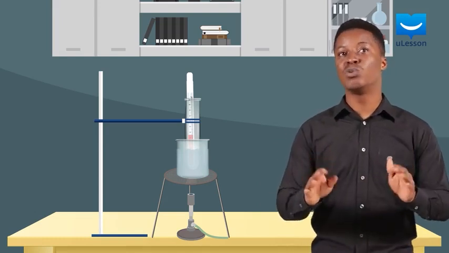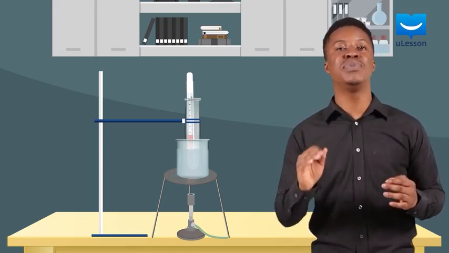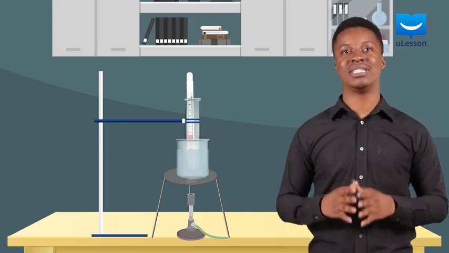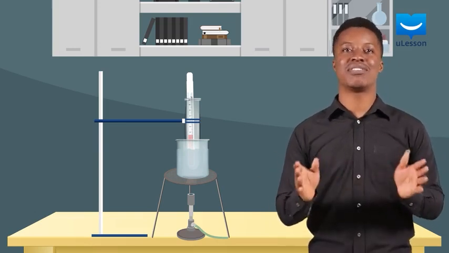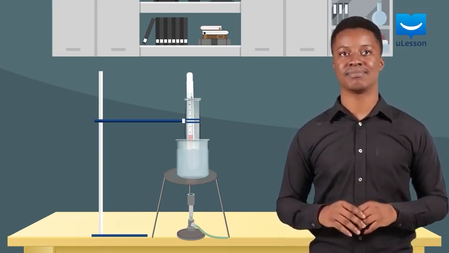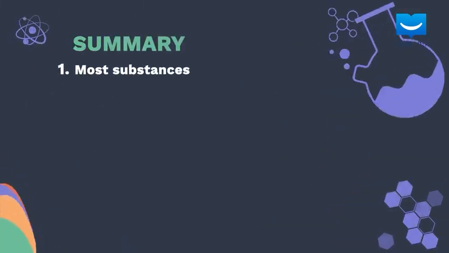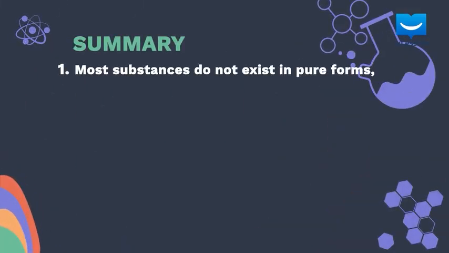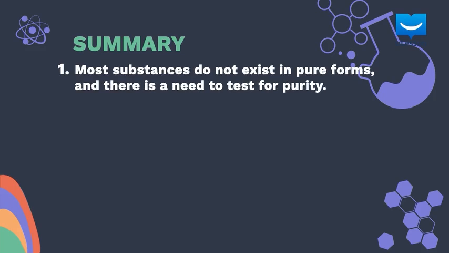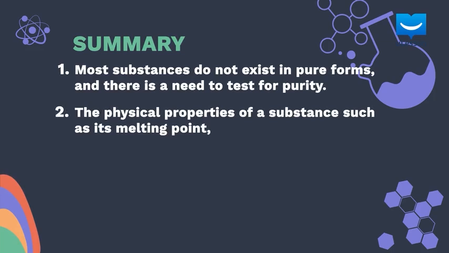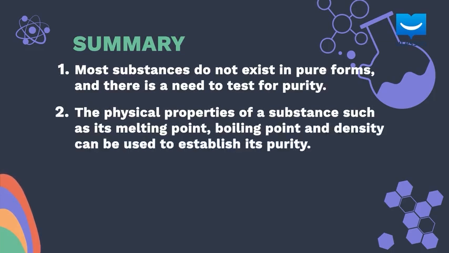In a future lesson, we will discuss the effects of impurities on solids and liquids. In the meantime, let's summarize our takeaways from this lesson. Most substances do not exist in pure forms, and there is a need to test for purity. The physical properties of a substance like melting point, boiling point, and density can be used to establish its purity.